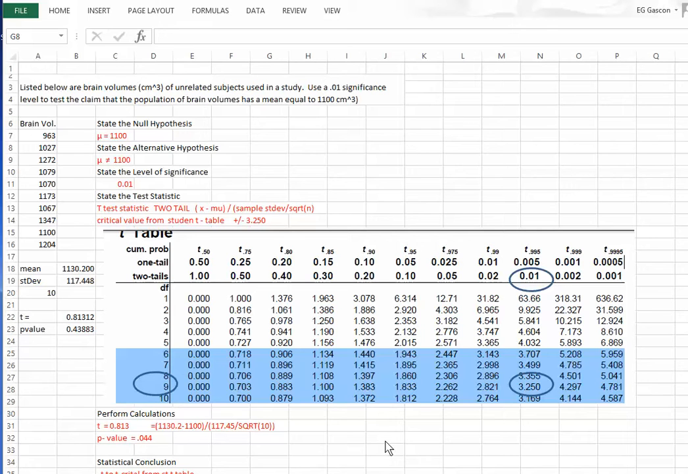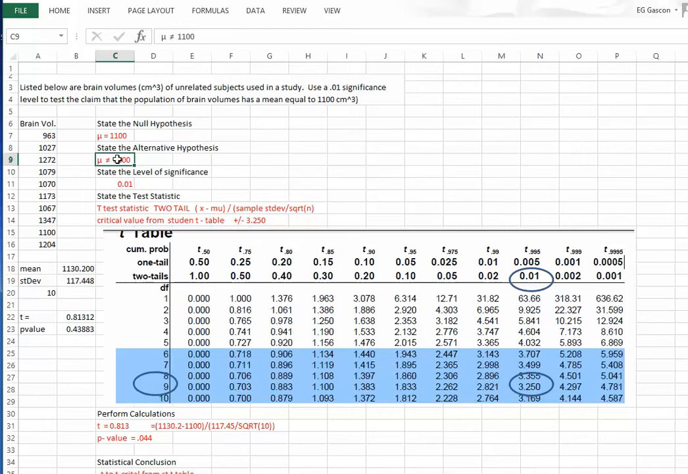And since it's equal, our claim here is going to be in the null hypothesis because we want status quo. We're hoping for no change from what we expect. And so the mean is equal to 1100. Notice I'm using the symbol for mean here, which is mu. The alternative is the opposite of that, which is that it is not equal.